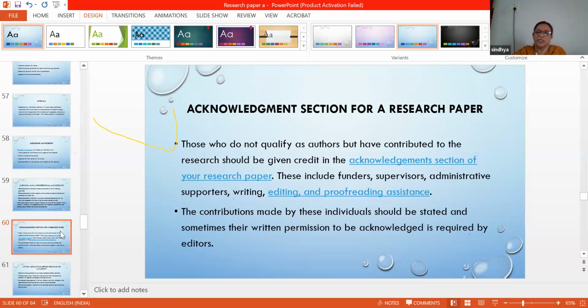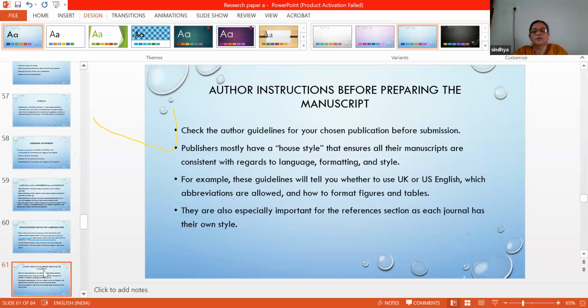The contributions made by these individuals should be stated, and sometimes written permission to be acknowledged is required by the editors. So some journal editors demand permission to be acknowledged. We cannot include all persons in the acknowledgement list. So we have to submit that permission letter also while submitting the manuscript. That is demanded by certain publishers.